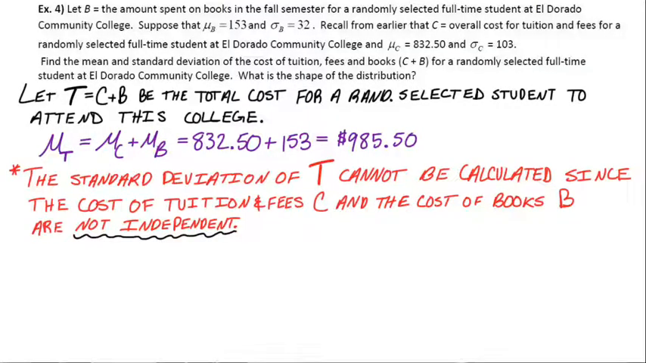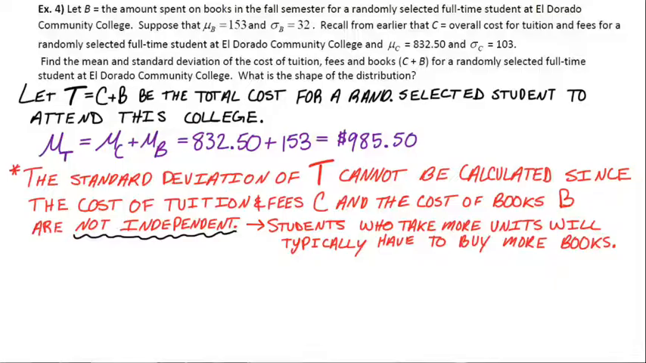So since the cost of tuition and fees, C, and the cost of books, B, are not independent, how can we be so sure of that? Well, students who take more units or more credit hours will typically have to buy more books. So those two things are actually very dependent. So keep that in mind. When we calculate the standard deviation, the two random variables that we're combining, whether we're adding them or subtracting them, have to be independent. And C and B here, right? Tuition and fees was C, and books, that was B. Those things are not independent. In fact, they're very dependent.